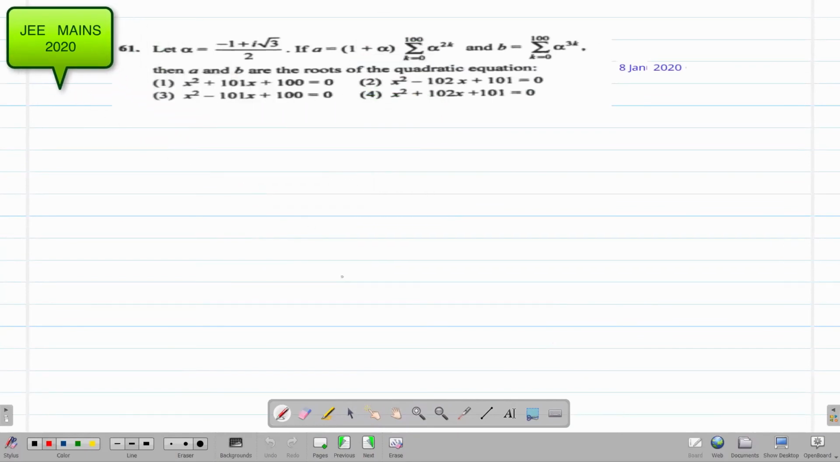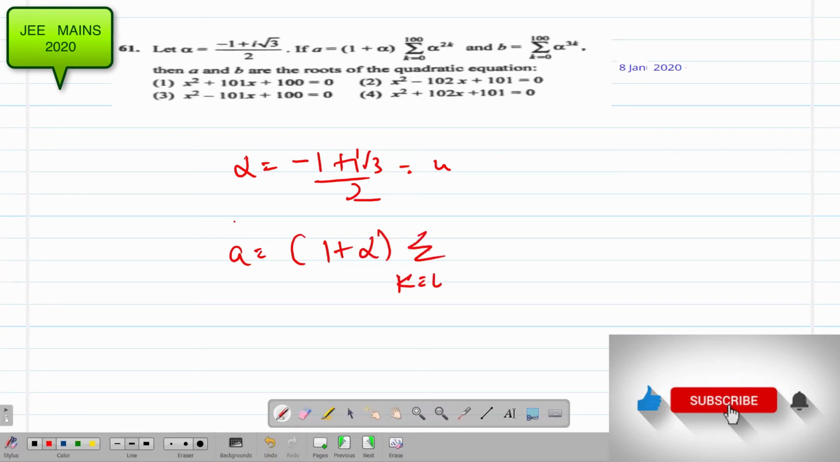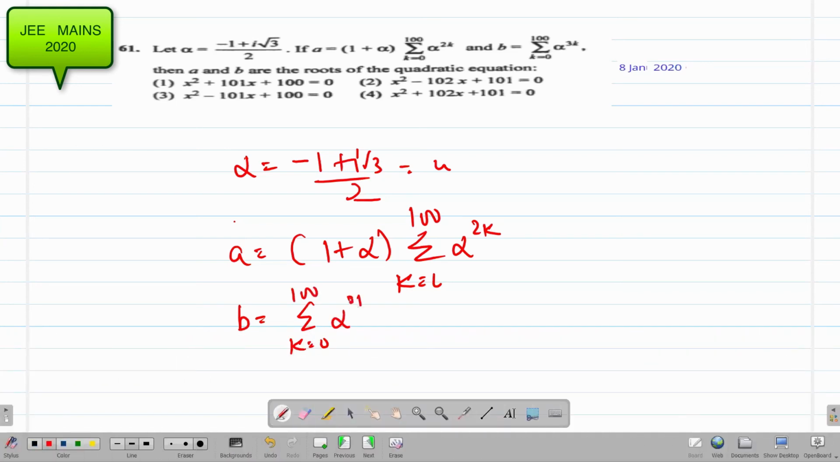Now this question was asked on 8 January 2020 JEE exam. Alpha is given to us here: minus 1 plus iota root 3 by 2, that is omega. Further, A is 1 plus alpha, sigma K from 0 to 100, alpha to the power 2k. And another given condition is B is sigma K from 0 to 100, alpha to the power 3k. So these 3 equations are given to us.